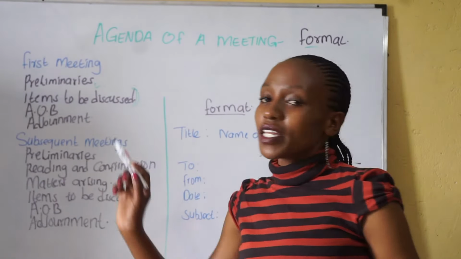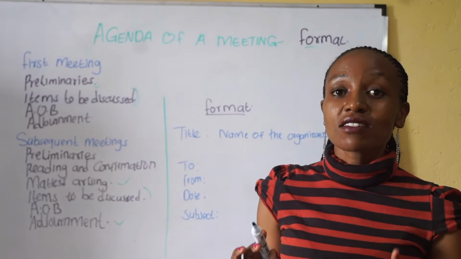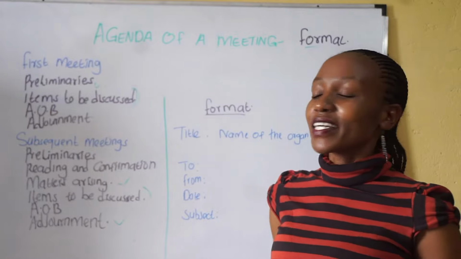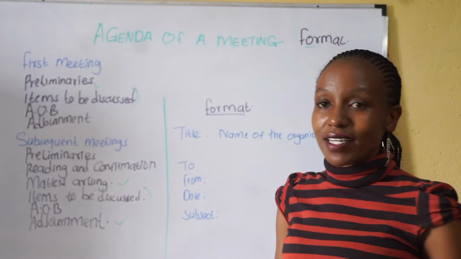Like we have said, discipline, club financial status, income generating activities, etc. And then we have the any other business. It's a must for you to have it. And finally, the adjournment.